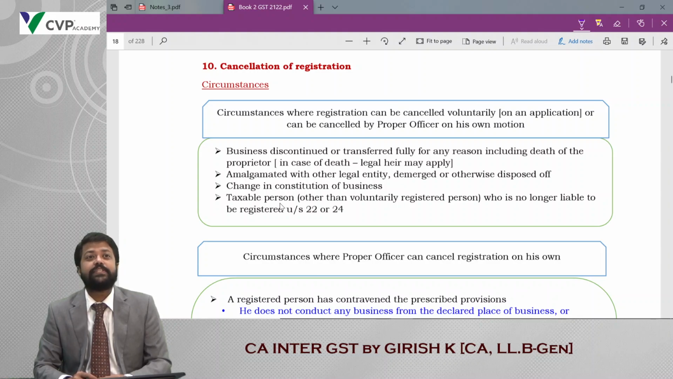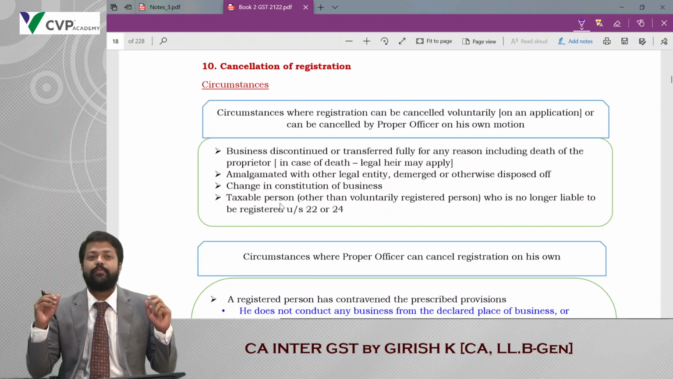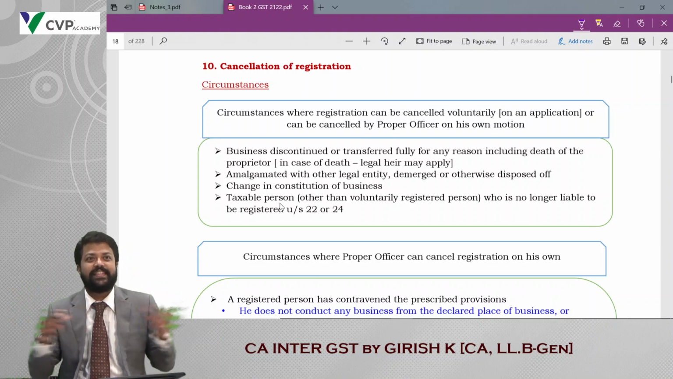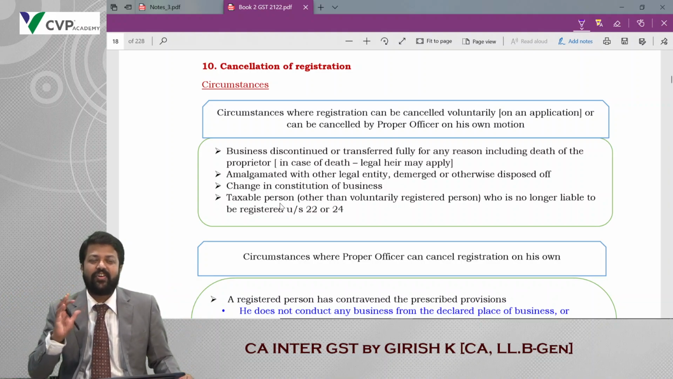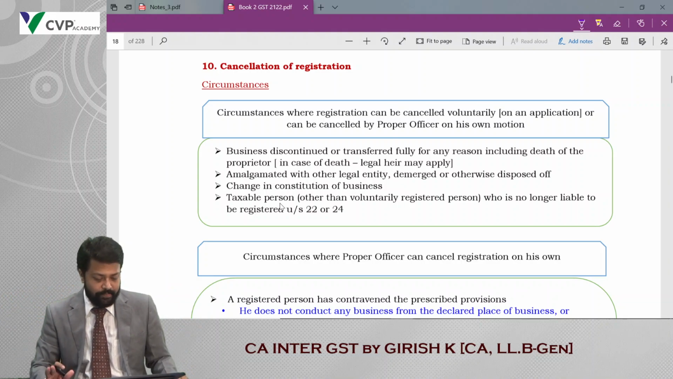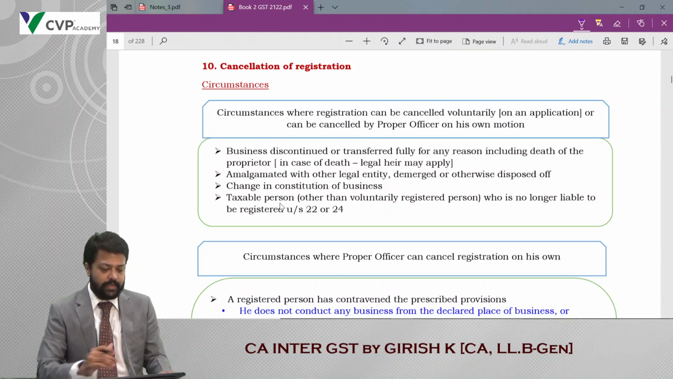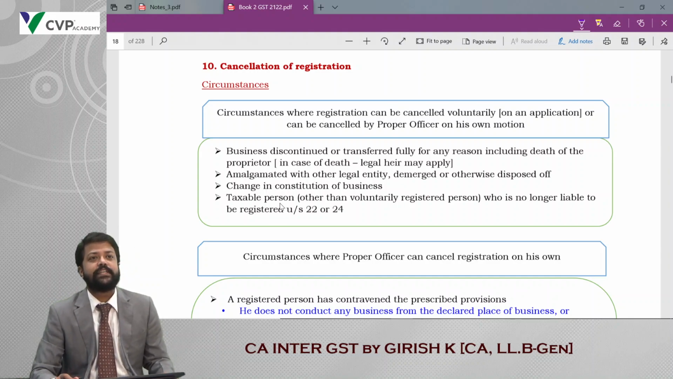Or the registration was obtained with fraudulent intention, meaning I give some address as place of business, I give another address as additional place of business, the authorities go there, visit there, nothing is there, there is a barren land over there. So all such cases would be covered. So let us see now the circumstances where the registration can be cancelled.